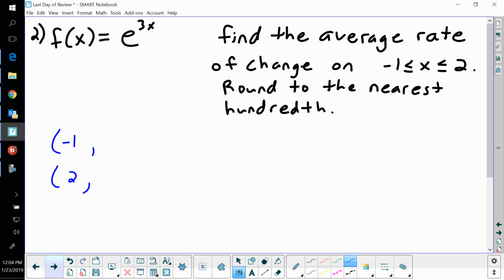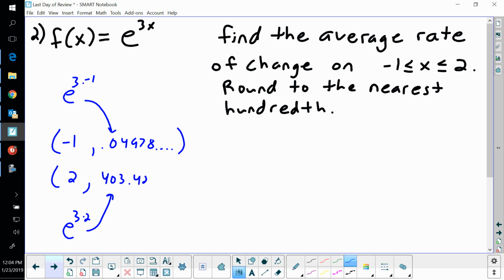Now to get the something, the y value, we'll just sub into our equation. So we're going to do in our calculator e to the 3 times -1, and that's going to go here, and we'll do e to the 3 times 2, and that's going to go there. So for the -1, we should get 0.04978 and other stuff, and we'll just keep it in the calculator. For the 2, we should get 403.4287 and some other stuff.